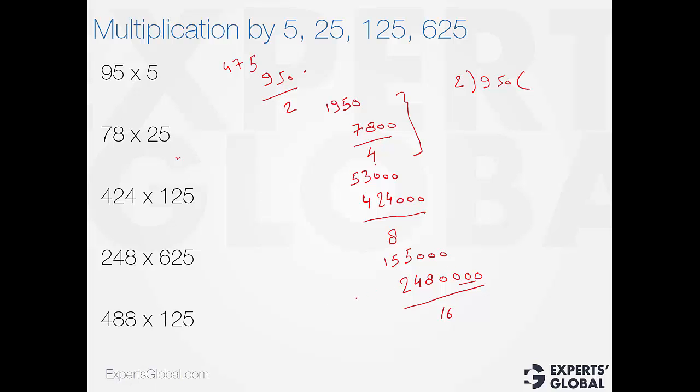One more, 488 into 125, so very quickly, 488,000, 5 cube is 125. Divide by 8. 48 goes 6 times, and then 8 would go once, so this is 6, 1, and then 3 zeros come the way they are. So that's 488 into 125.